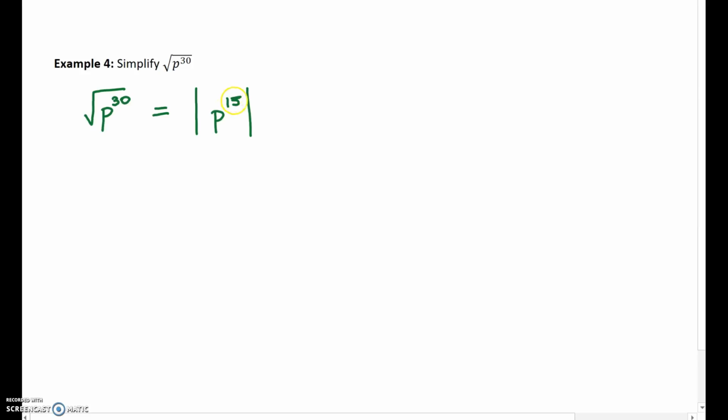And that's just a little bit hard to see, so let me see if I can do it a little bit better for you. P to the power of 15.